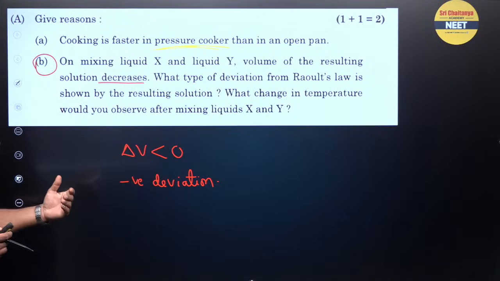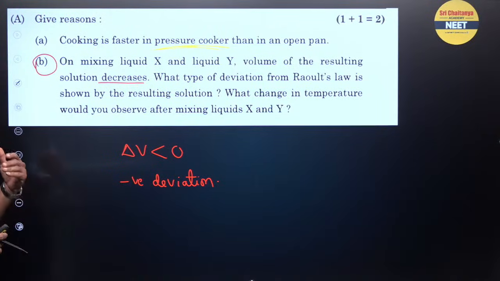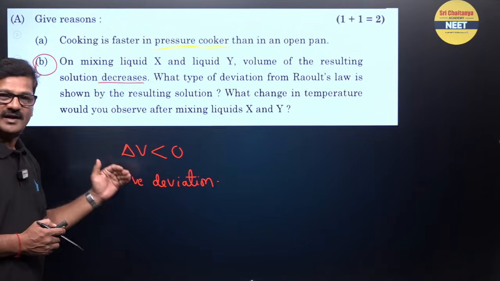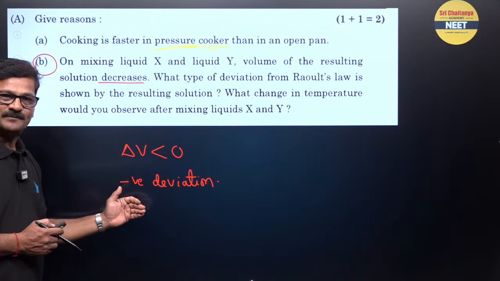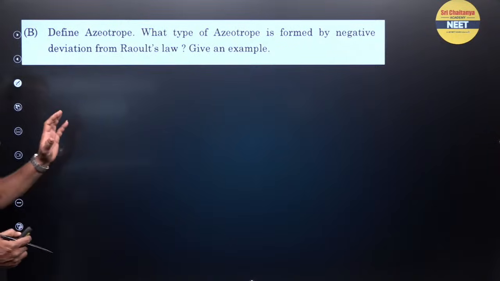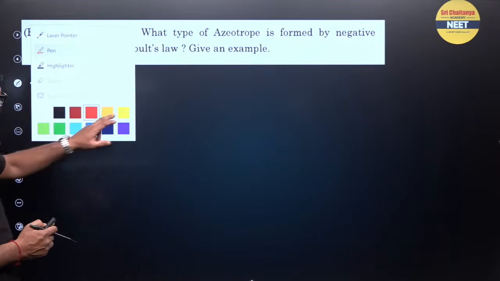And what is the change in the temperature you would observe? The change in the temperature: delta V is less than 0 and delta H is going to be less than 0. So it is going to be an exothermic process. Like that, and it is a super important question.